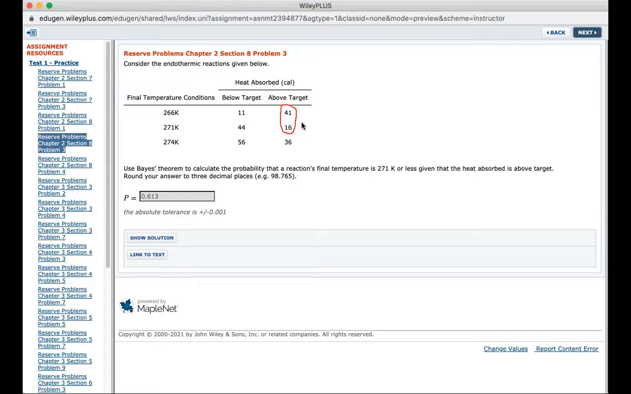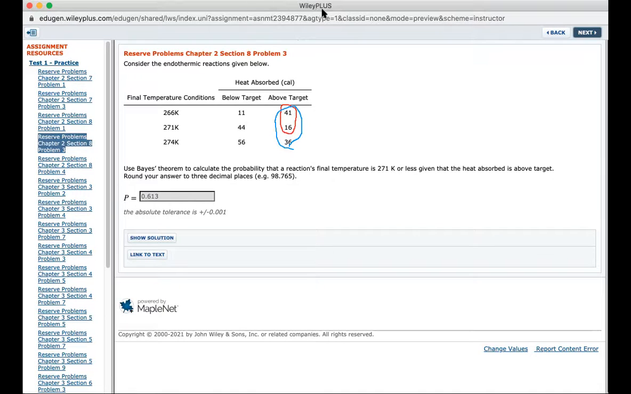That's going to be P of A intersection B, and the P of B is what? P of B is 41 plus 16 plus 36 over 204. That's going to be P of B, right? In this problem, you don't have to use Bayes theorem, so I'm going to find the answer first without using Bayes theorem, and then I'll solve this problem again using Bayes theorem.